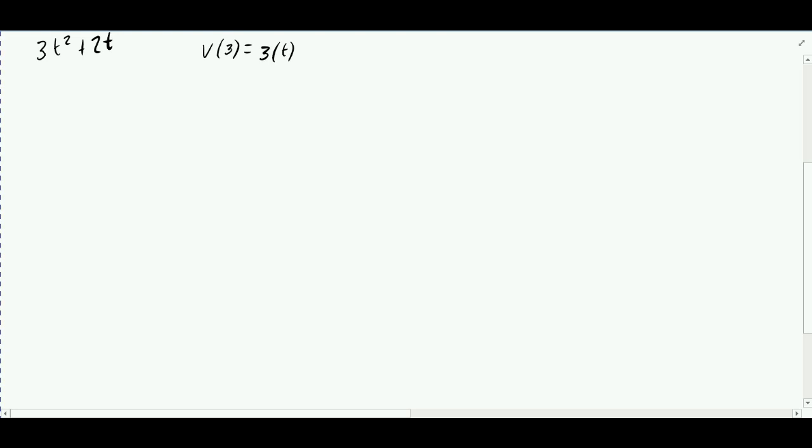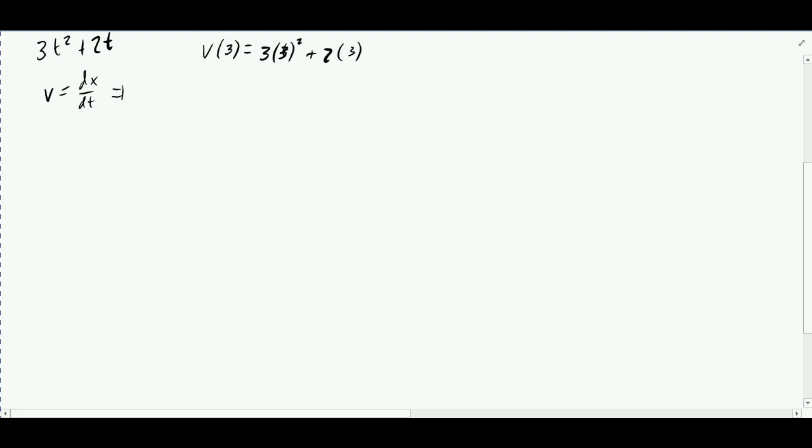Well, I should have written a 3 in there. 3 squared plus 2 times 3. But that's not what it's asking for. It's asking for our position and our acceleration at 3 seconds. Alright, fair enough. So what was the equation that was given? Velocity equals the derivative of position with respect to time.